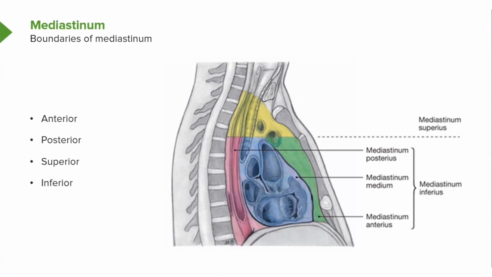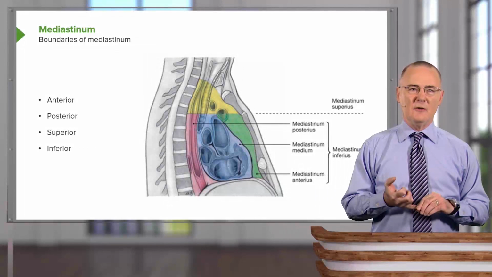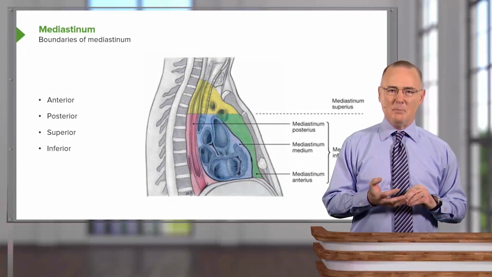Now I want to shift your focus to the concept of the mediastinum. Again, the mediastinum is that area between the lungs and the pleural cavities that literally stands in the middle of the thoracic cavity. So on our next slide, you'll be able to understand the various boundaries that limit this particular region within our thoracic cavity. And the first thing that we need to understand would be the boundaries of the mediastinum.